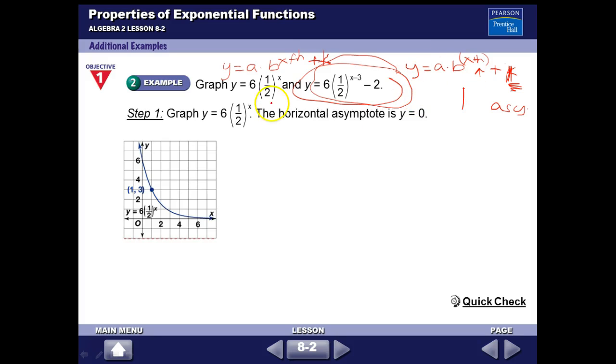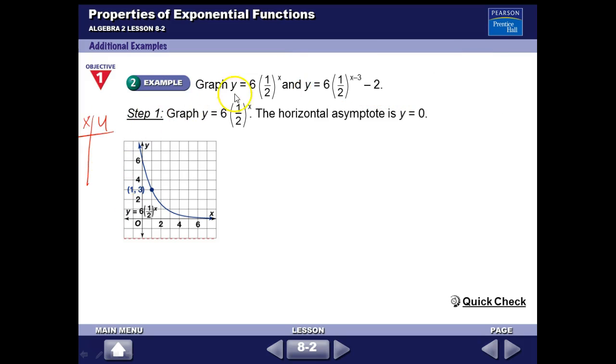You can graph y equals 6 times 1/2 to the x. What they've done here is they've created a table, which they didn't even show you, but you create a table and plot your points in. Okay, 6 when x is 0: 6 times 1/2 to the 0 is 1, so 6 times 1 is 6. So at x is 0, y is 6. So they've just plotted these points. Now they've created a table. What you're going to do is create another table for your new function.